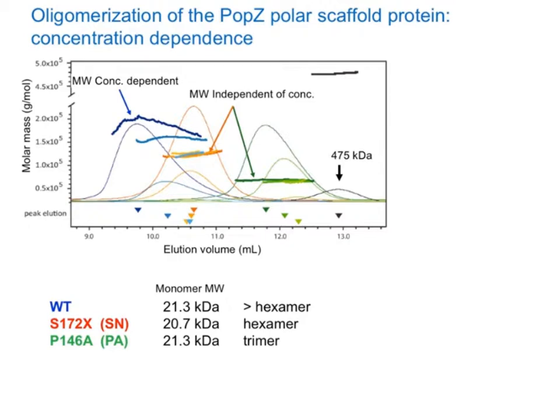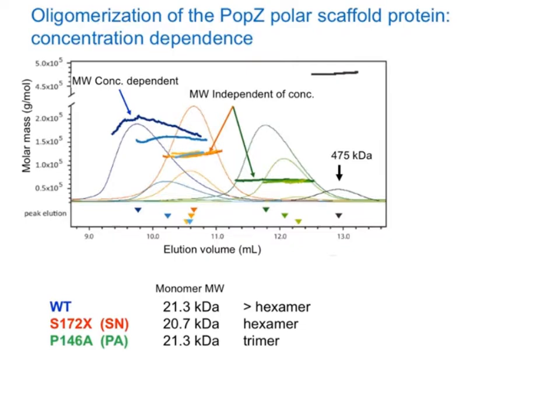Additional SEC-MALS analysis revealed that at the concentration tested, the mutant proteins appear to retain their oligomeric state, with mainly trimeric form observed for the PA mutant and hexameric form observed for the SN mutant. It was also clear that the wild-type protein forms structures that are larger than hexamers. We have, however, noticed that while the SN mutant retains an elution position that is not affected by changes in protein concentration, the elution of the PA mutant shifts to earlier elution volumes with increasing protein concentration, suggesting that there might be concentration-dependent changes in the shape of the protein.